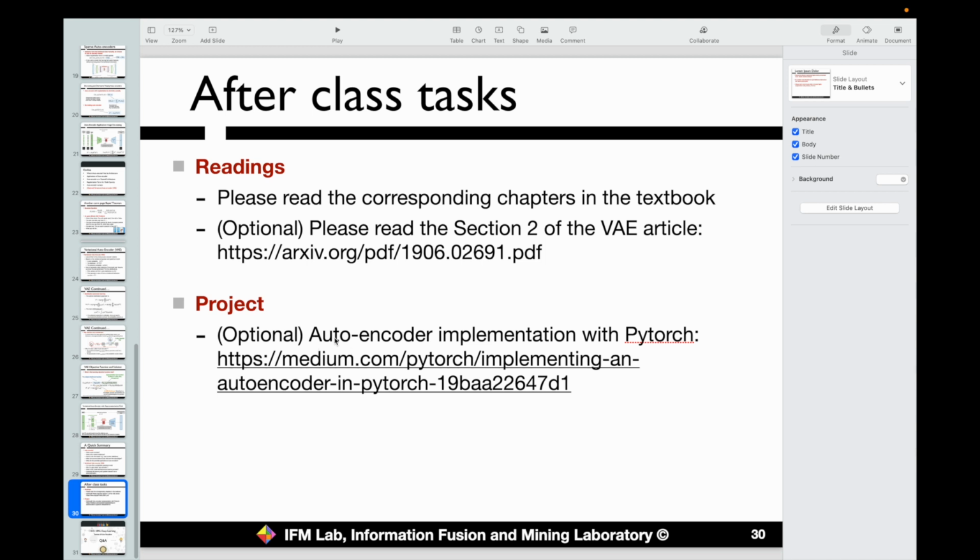If you are interested in how to implement autoencoder with PyTorch, we also provide you with a link. And if you are interested in the code implementations, you can also check it by yourself. Because in the project for this course, we don't have any models based on autoencoders actually. So you can check this example by yourself after class if you are interested.